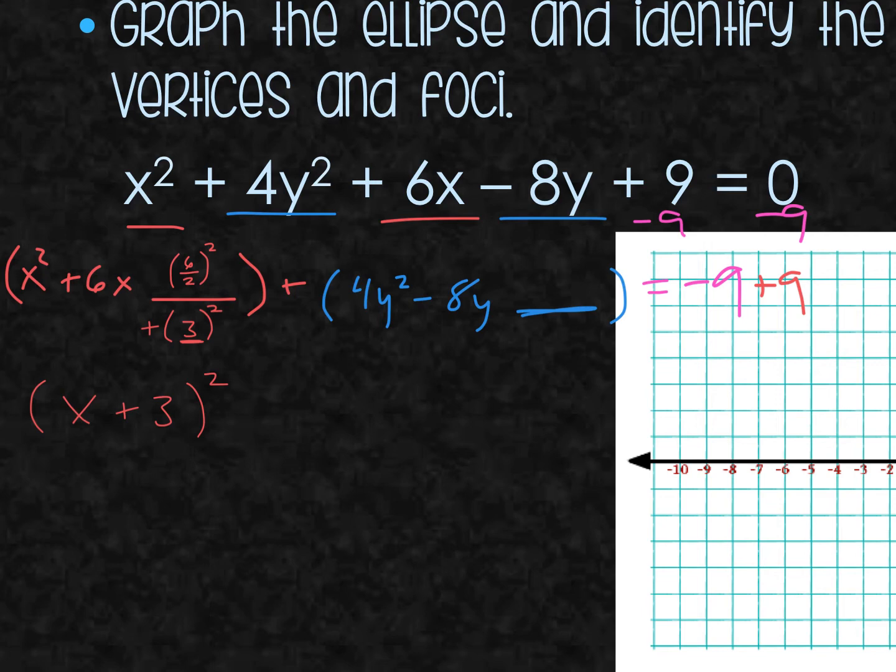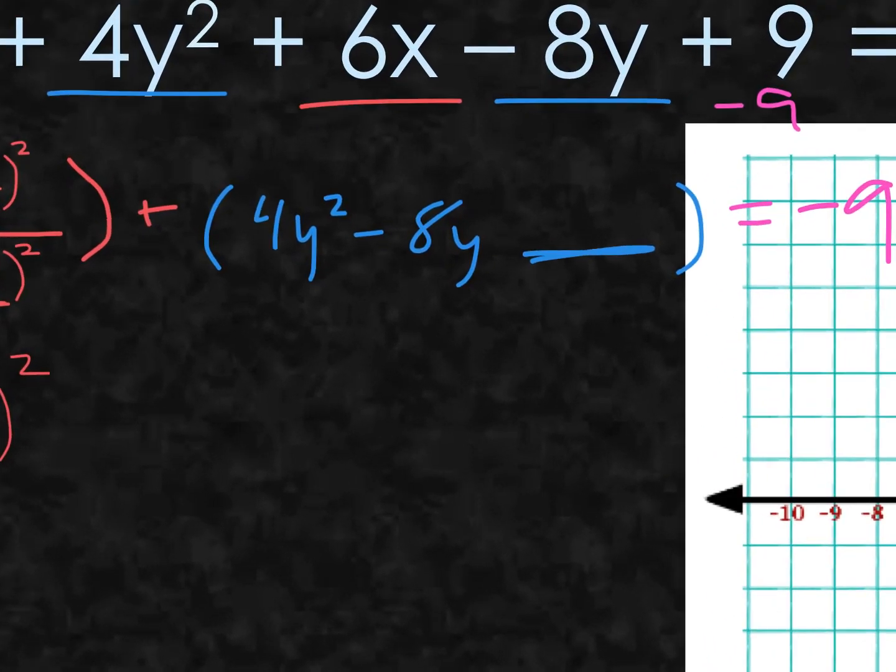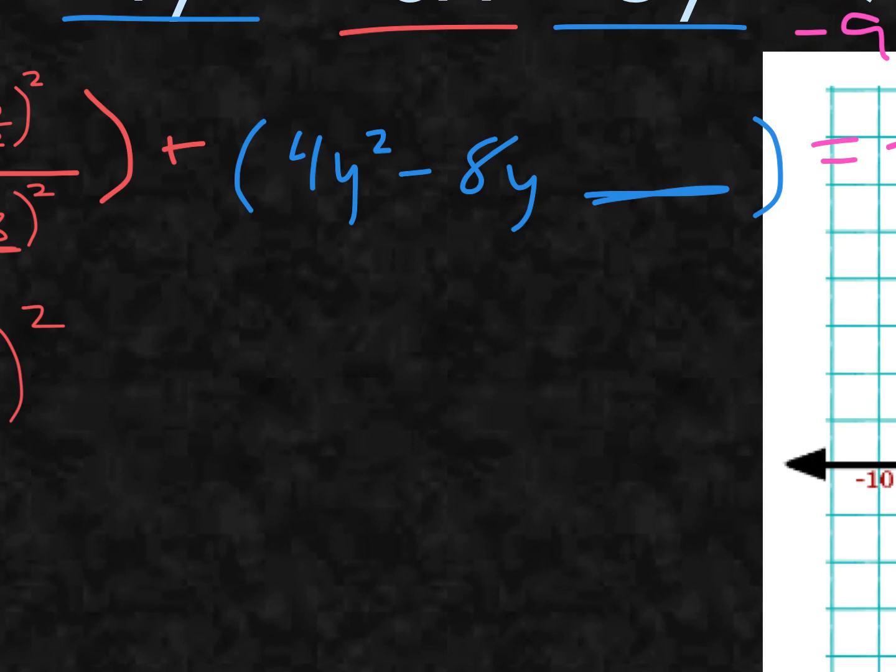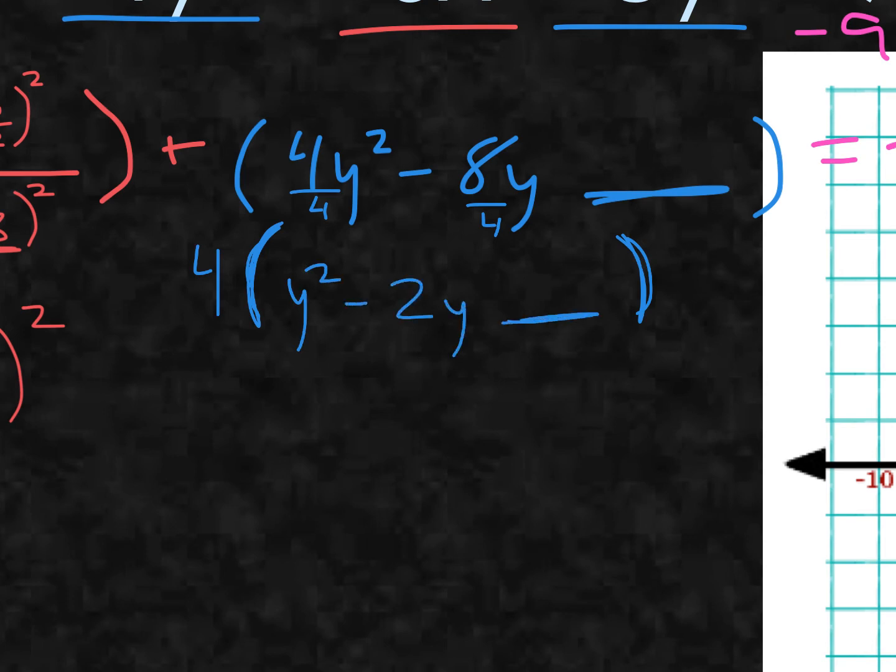Now I'm going to do the same thing with my y's. Y's are a little bit more tricky because I have a 4 in front. So first thing I want to do is divide out the 4. Anytime I have a coefficient in front of that squared term, I just want to divide everything by that. So I'm going to divide both of these by 4 to take out that 4. So I have y squared minus 2y, and I'm going to put my number there to help me complete the square.